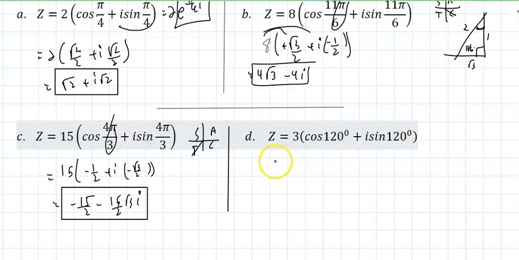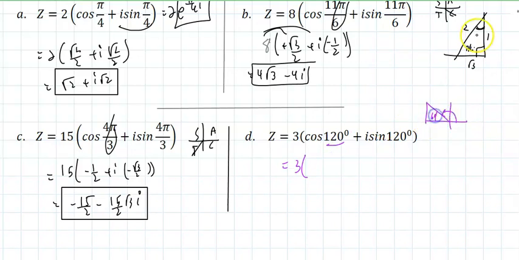And how about here? Well, z is going to equal 3 times cosine of 120. 120 has a reference angle of 60 degrees. There's 60 degrees. Cosine is the adjacent over the hypotenuse. Sine is radical 3 over 2. In the second quadrant, cosine is negative, sine is positive. So this is negative 3 halves plus 3 radical 3 over 2 i.